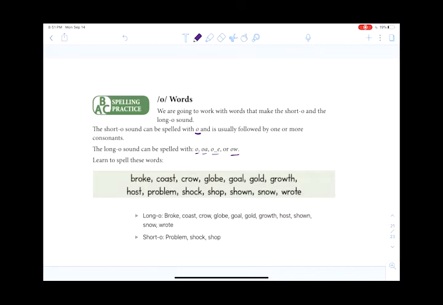Long O: broke, coast, crow, globe, goal, gold, growth, host, shown, snow, and wrote. Short O: problem, shock, and shop.